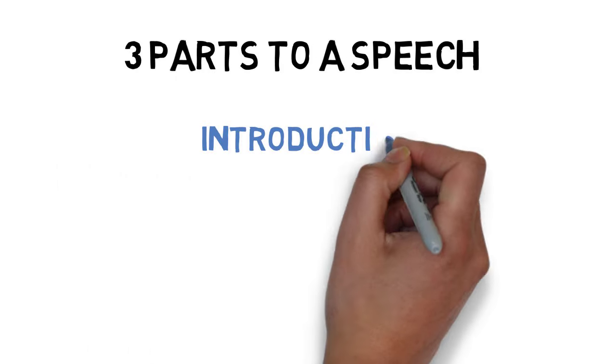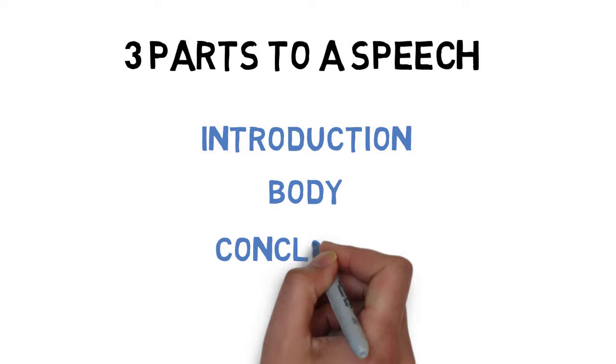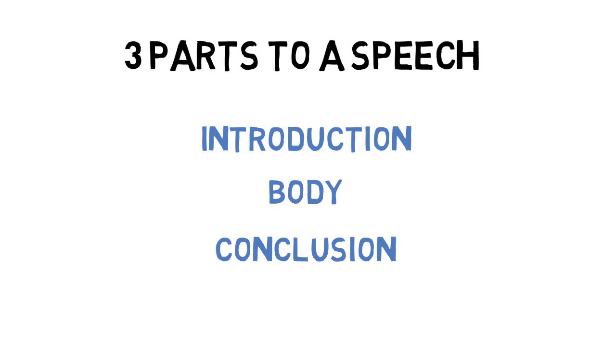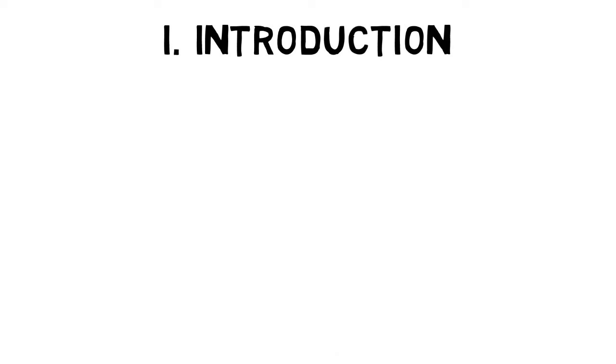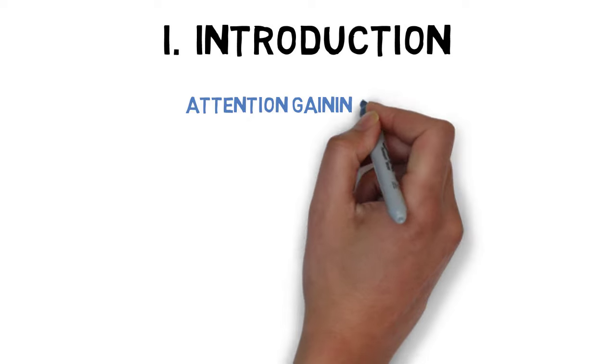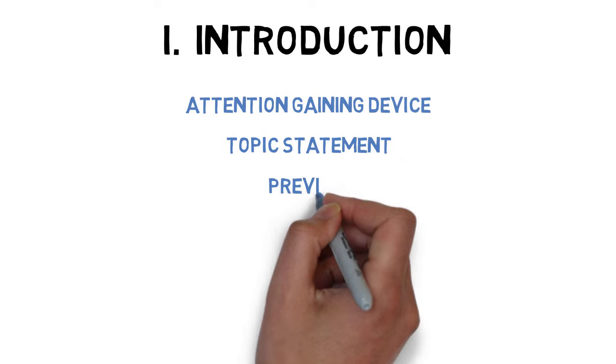There are three parts to formal speech construction: the introduction, the body, and the conclusion. Each of these three parts of a speech contains several components, some of which should be covered in order. All formal speeches start with an introduction. There are at least three components to a formal speech introduction: the attention-gaining device, the topic statement, and the preview.